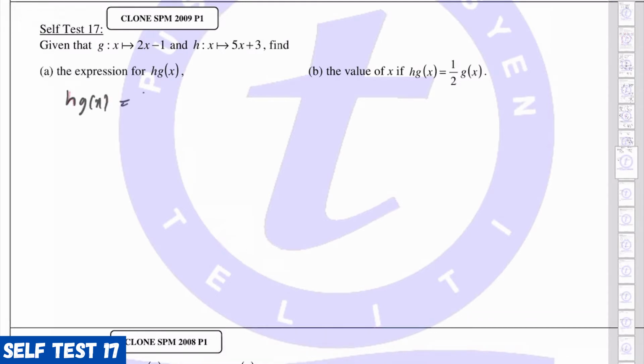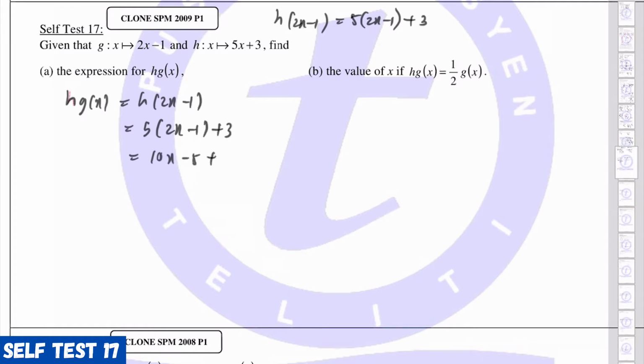hg(x) means I put g(x) inside h(x). Now again, h(x) is 5x plus 3. If I put 2x minus 1 here, I have to substitute 2x minus 1 here. So it looks like this, 5(2x minus 1) plus 3. So when you expand, you should get 10x minus 2.